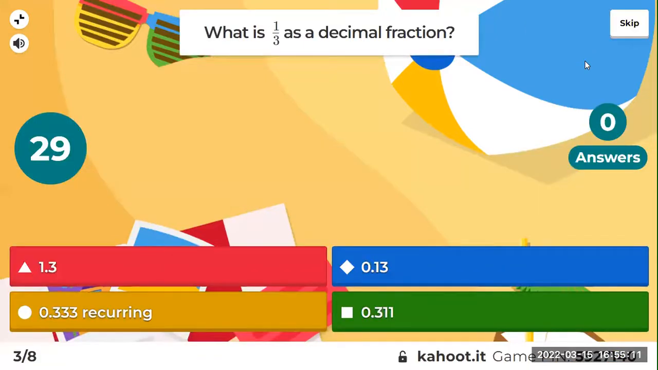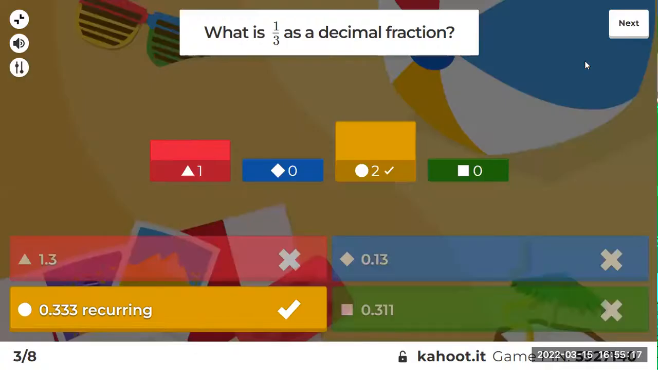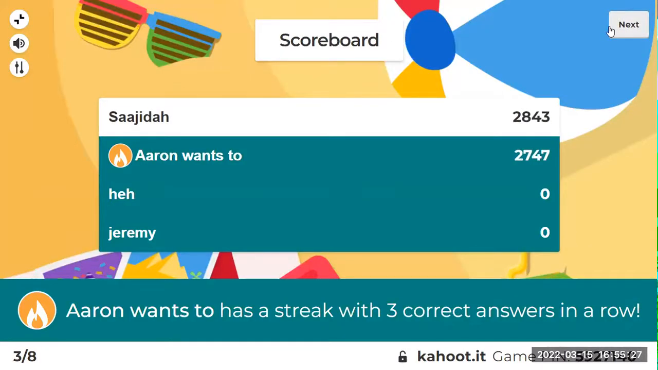What is 1/3 as the decimal number? We went into detail with this last week. Right, 1/3 as a decimal would be 0.333 recurring. This is a revision of last week.